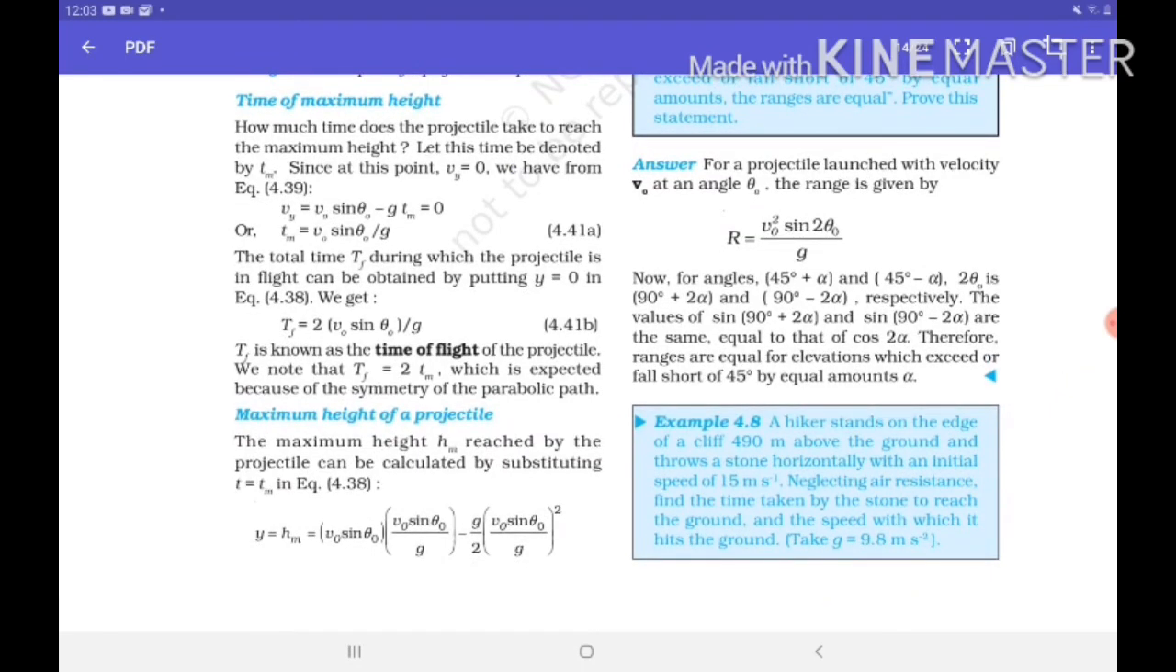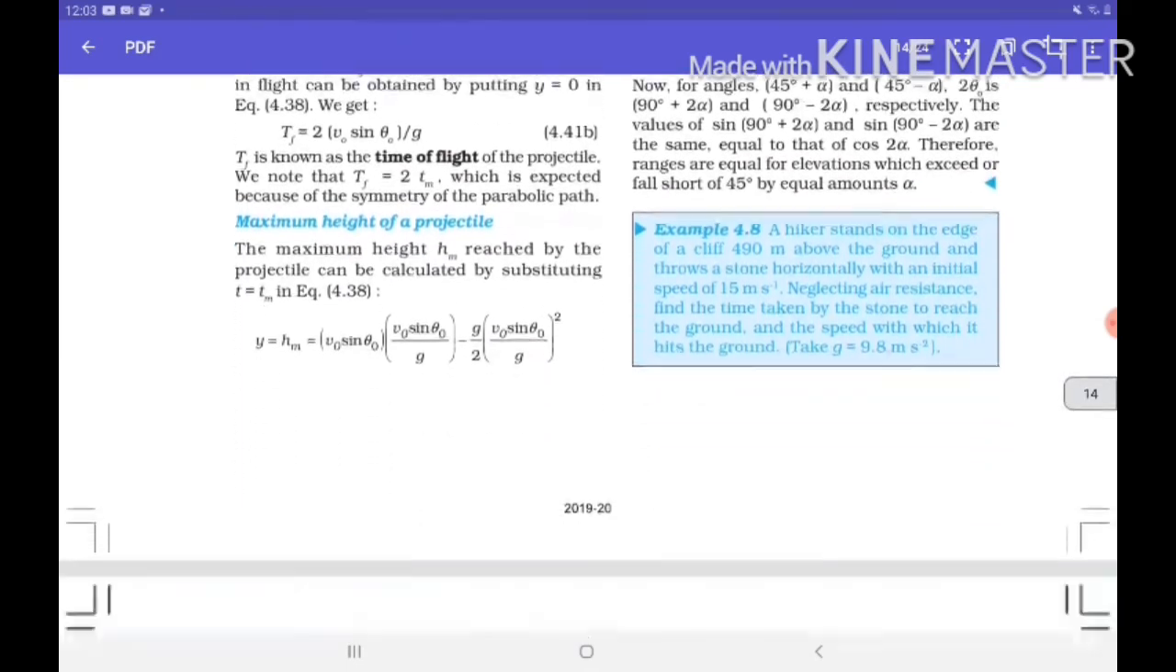The total time Tf during which the projectile is in flight can be obtained by putting y equals 0 in the equation. Tf equals 2 V0 sin theta 0 divided by g. Tf is known as the time of flight of the projectile. We note that Tf equals 2 Tm, which is expected because of the symmetry of the parabolic path.